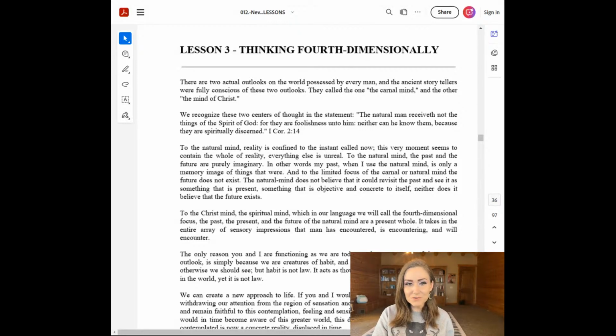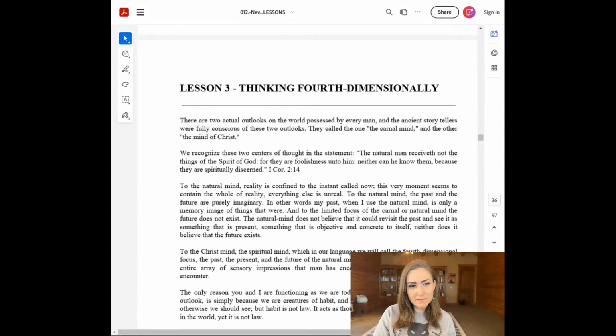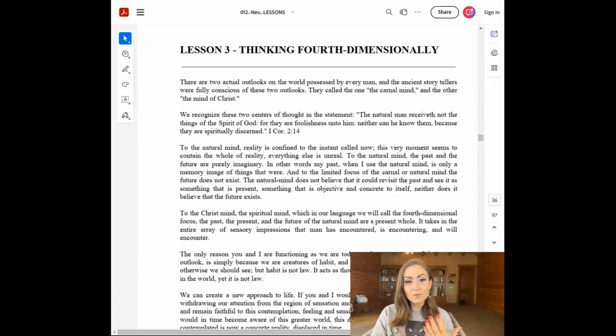We recognize these 2 centers of thought in the statement: The natural man receiveth not the things of the Spirit of God, for they are foolishness unto him. Neither can he know them, because they are spiritually discerned. To the natural mind, reality is confined to the instant called now. This very moment seems to contain the whole of reality. Everything else is unreal. To the natural mind, the past and the future are purely imaginary.